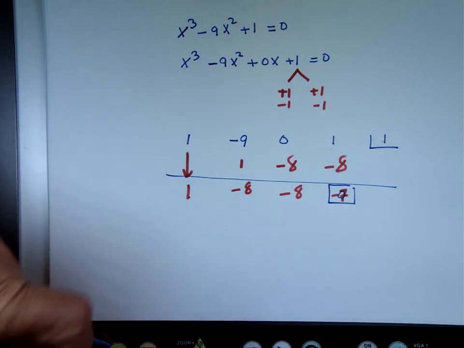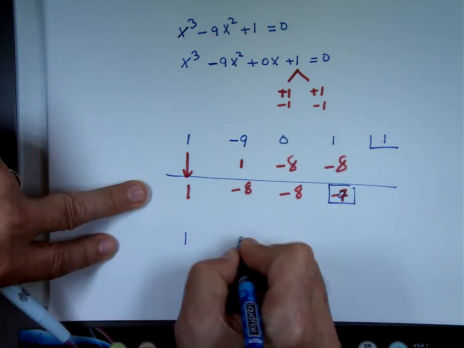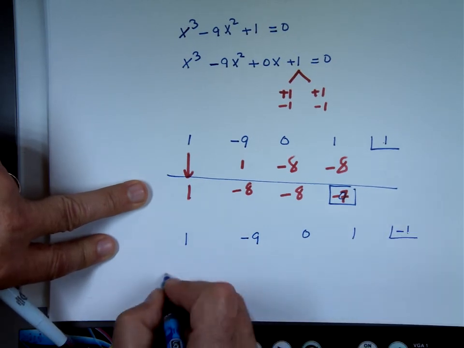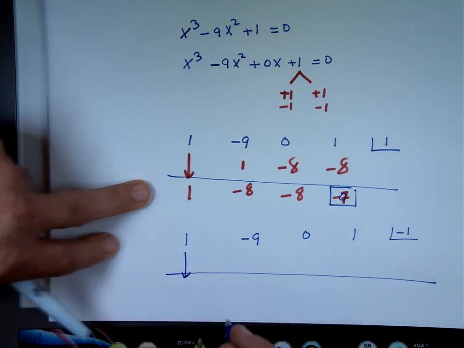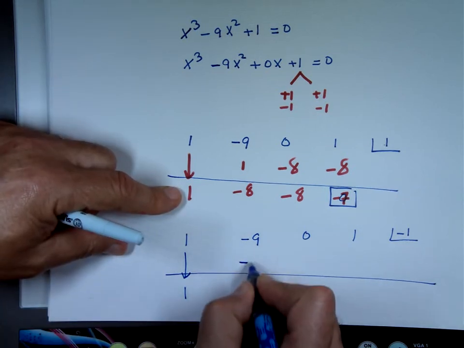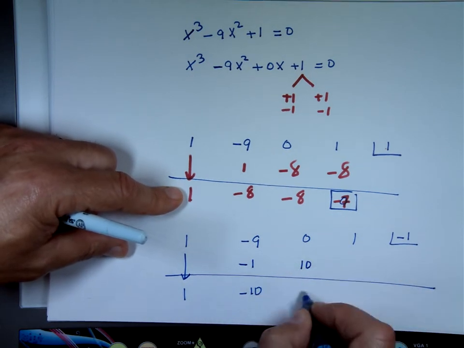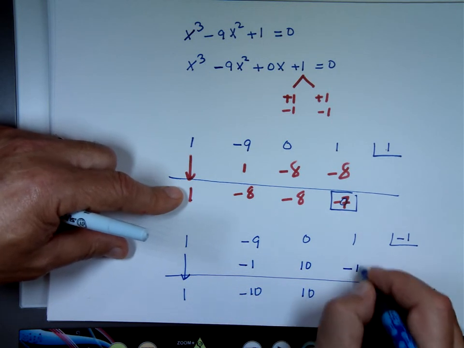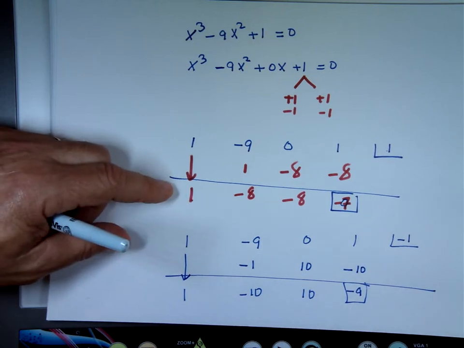You only have one more option with your number, which is minus 1. So you try the minus 1, and if it doesn't work out, you can't do it that way. So you go 1 here. Minus 1 times 1 is minus 1. That's a negative 10. Minus 1 times a minus 10 is 10, and 0, that's 10. Minus 1 times 10 is minus 10. That's a negative 9. Doesn't work. Boom, done. Can't do it this way. You have to use Newton's method.